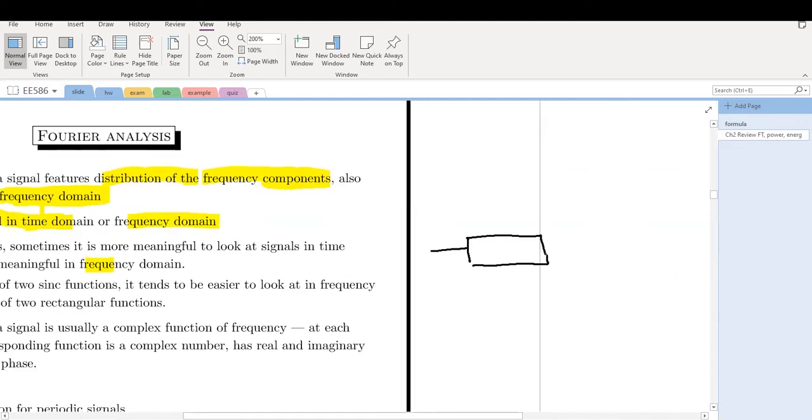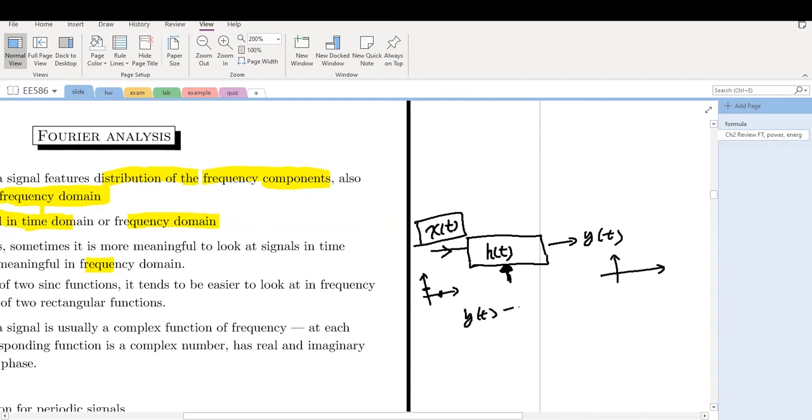This is a linear time-invariant system. The impulse response is h of t. The input is x of t. The output is y of t. When we talk about the system, the input is a function of time, and it's also a function with a value. The output is a function of time, and it's also a value.